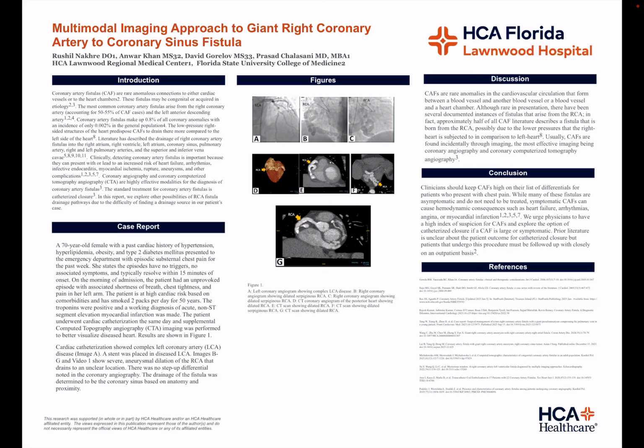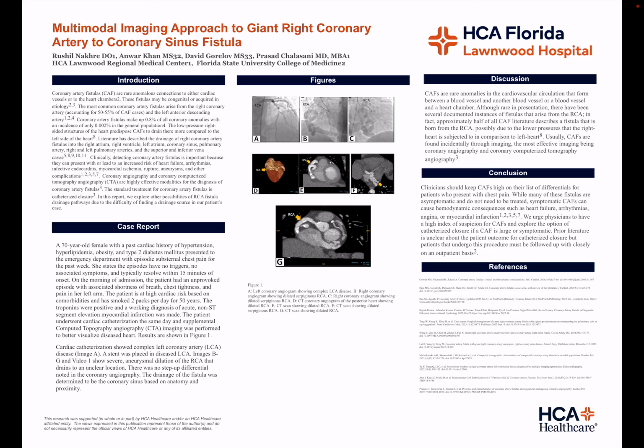Coronary artery fistulas make up 0.8% of all coronary anomalies, with an incidence of only 0.002% in the general population. The low-pressure right-sided structures of the heart predispose CAFs to drain there more compared to the left side of the heart. Literature has described the drainage of right coronary artery fistulas into the right atrium, right ventricle, left atrium, coronary sinus, pulmonary artery, right and left pulmonary arteries, and the superior and inferior vena cavas.